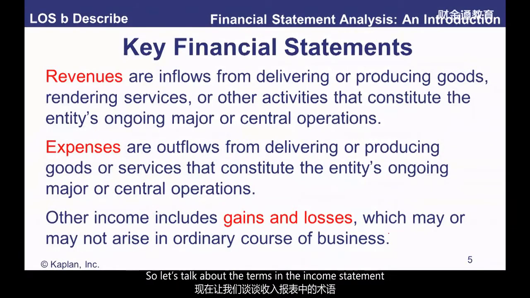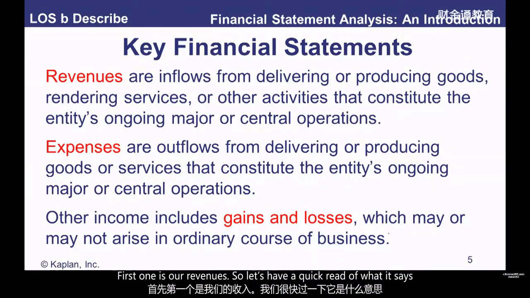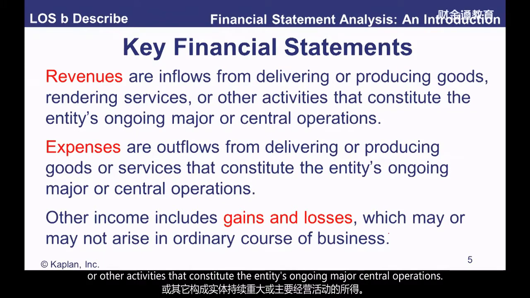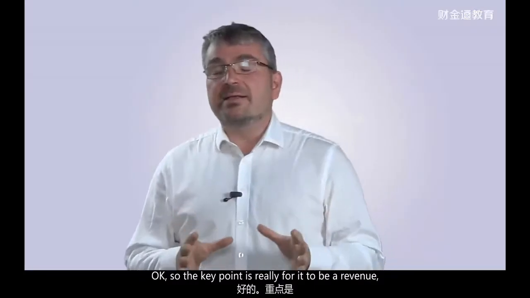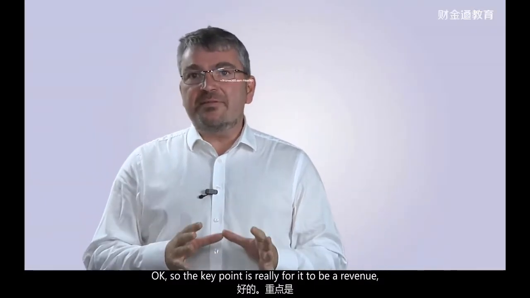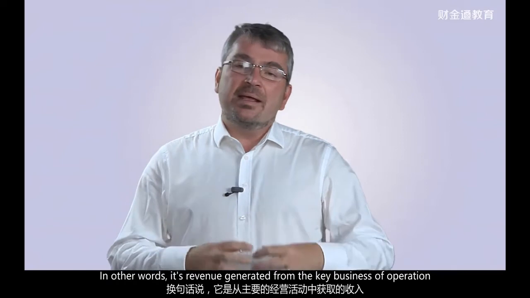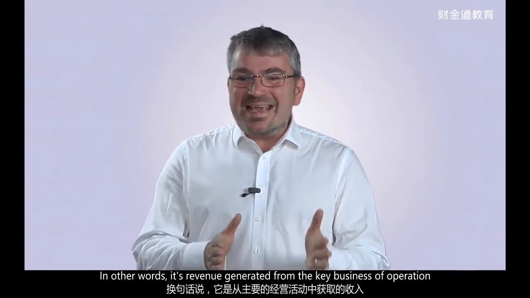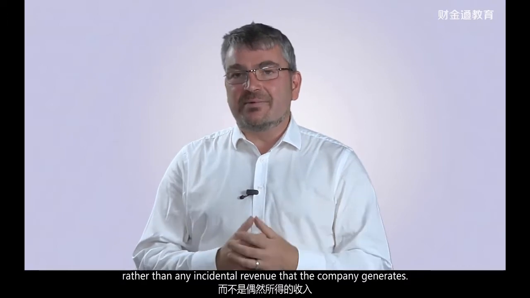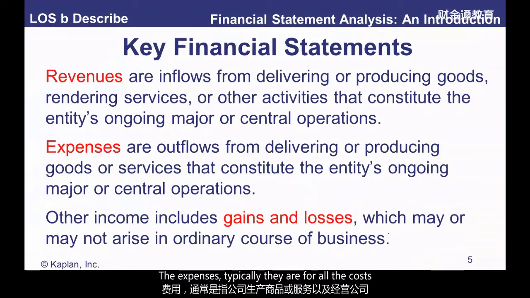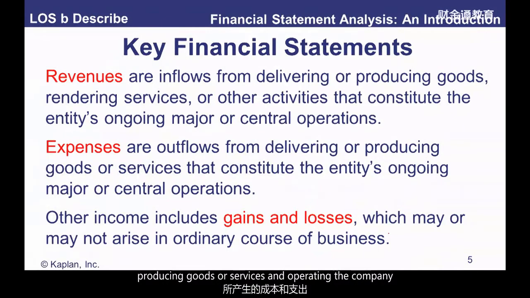So here we are. Let's define those terms that we were talking about with the income statement. First one up is our revenues. So let's have a quick read of what it says. They're inflows from delivering or producing goods, rendering services, or other activities that constitute the entity's ongoing major central operations. Okay, so the key point is really, for it to be a revenue, it needs to be the sales generated from the core business operations of the company. In other words, it's the revenue generated from the key business operations rather than any incidental revenue that the company generates.